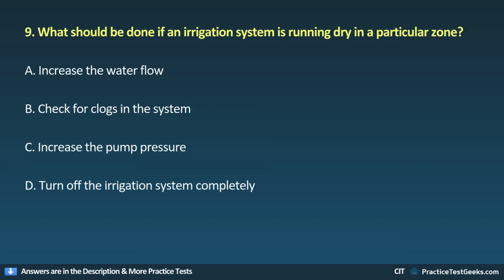9. What should be done if an irrigation system is running dry in a particular zone? A. Increase the water flow. B. Check for clogs in the system. C. Increase the pump pressure. D. Turn off the irrigation system completely.